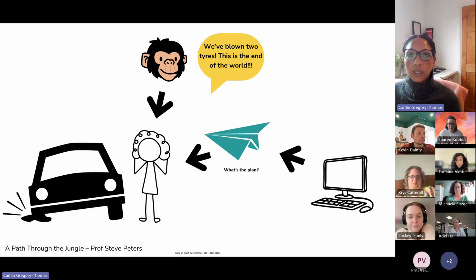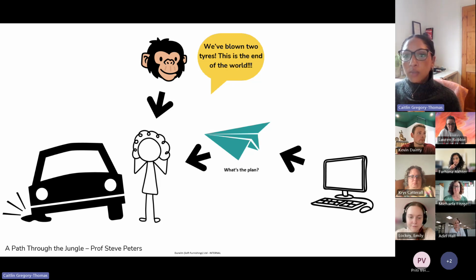So Lara's chimp, we can see here, immediately went into meltdown and lost all perspective, saying, we've blown two tyres, this is the end of the world. So the chimp is focused on the two tyres and the fact that the interview will be missed. There's frustration, anger, anxiety, despondency, and that result could be overwhelming for Lara.